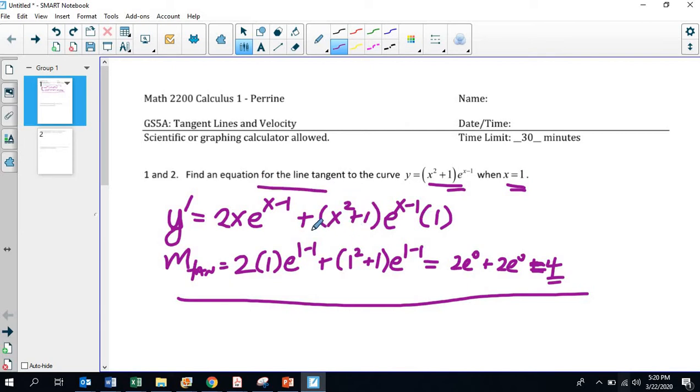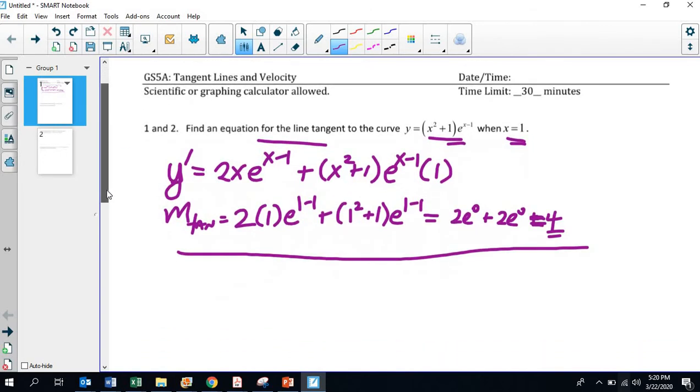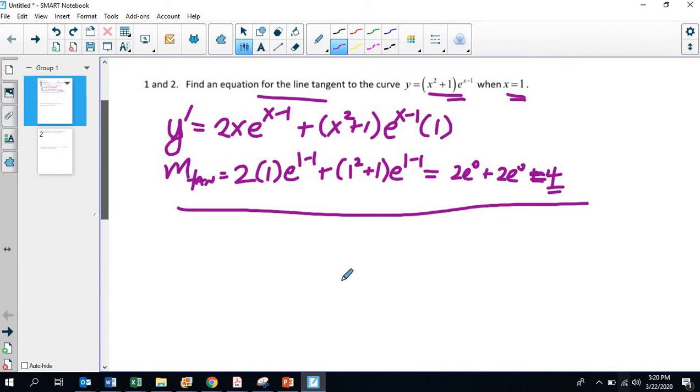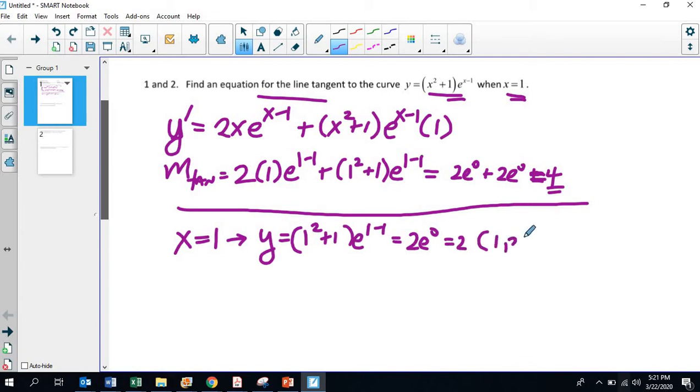And then what we need to do is, let's give us a little bit more room here. We need to find the point involved. And if you want to find the point when x equals 1, we plug it into the original y, and that gives us y equals 1 squared plus 1, e to the 1 minus 1. So we get 2 e to the 0, which is just 2, and so we get the point (1, 2).